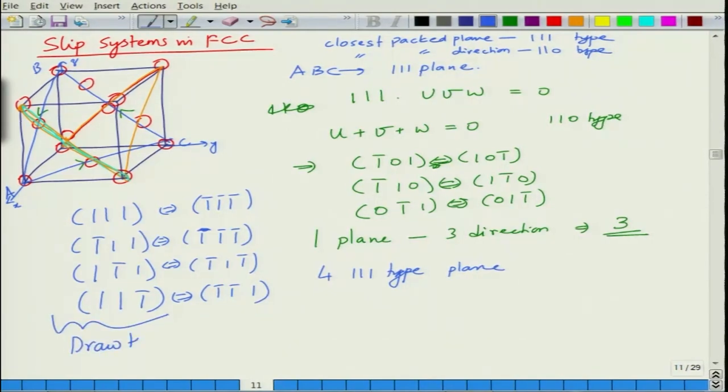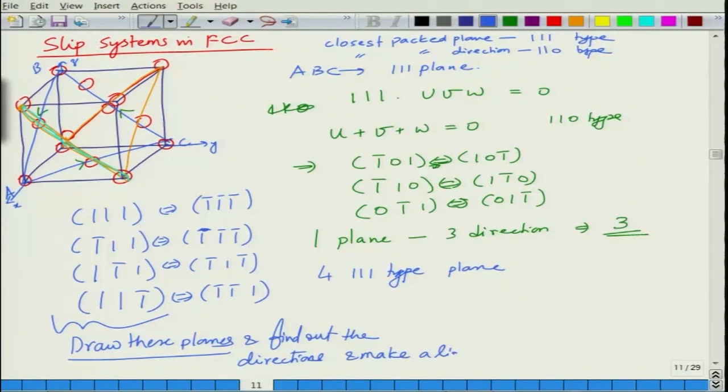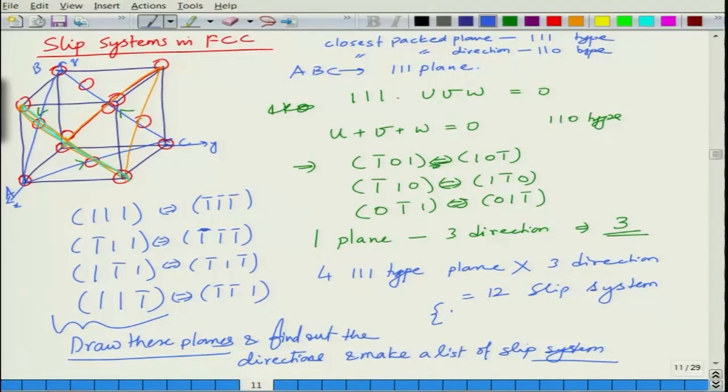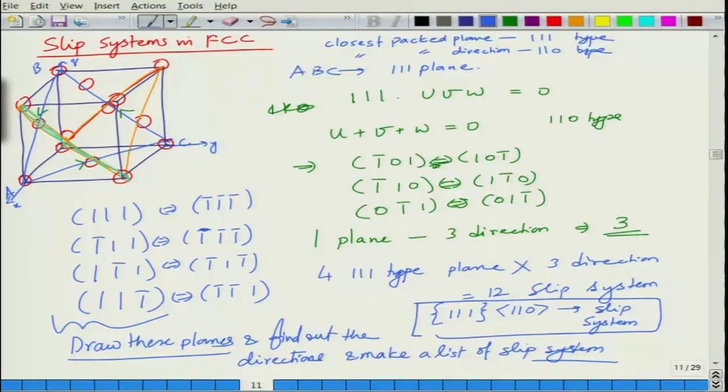Draw these planes and find out the directions and make a list of slip systems. So 4 111 type planes into 3 directions in each plane gives you 12 slip systems. In a general sense you can say you have the 111 plane as slip plane, the direction is 110, and this is the slip system. Of course you have to choose the combination for which the direction lies within the plane, that is the dot product of the two is equal to 0. That is what you have to do.